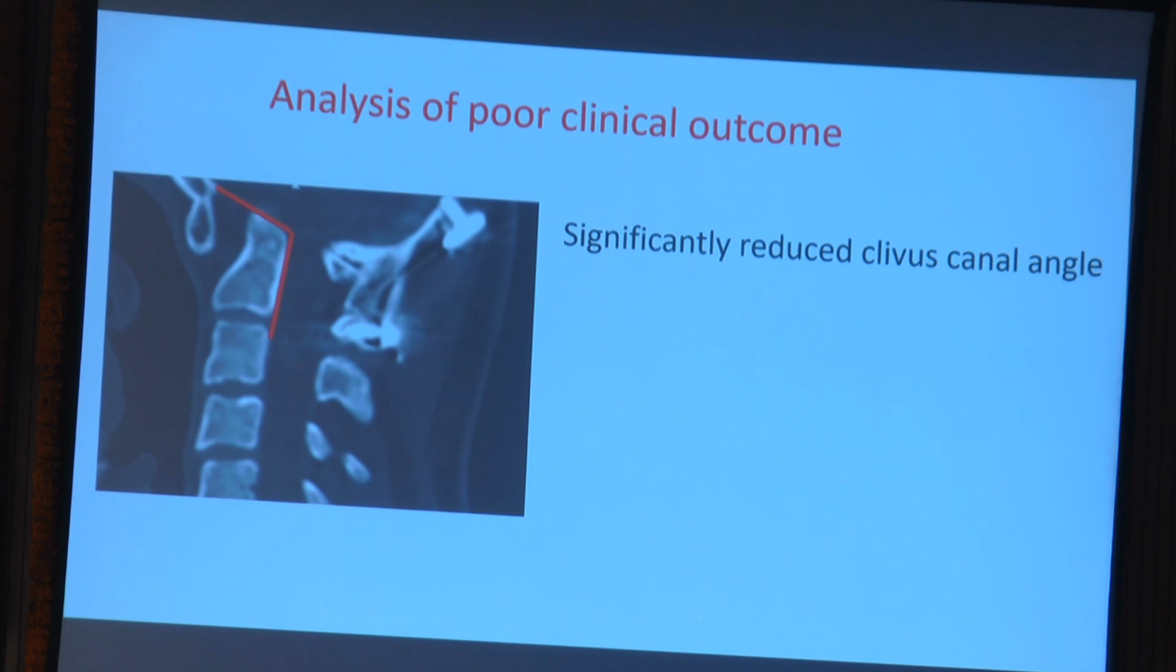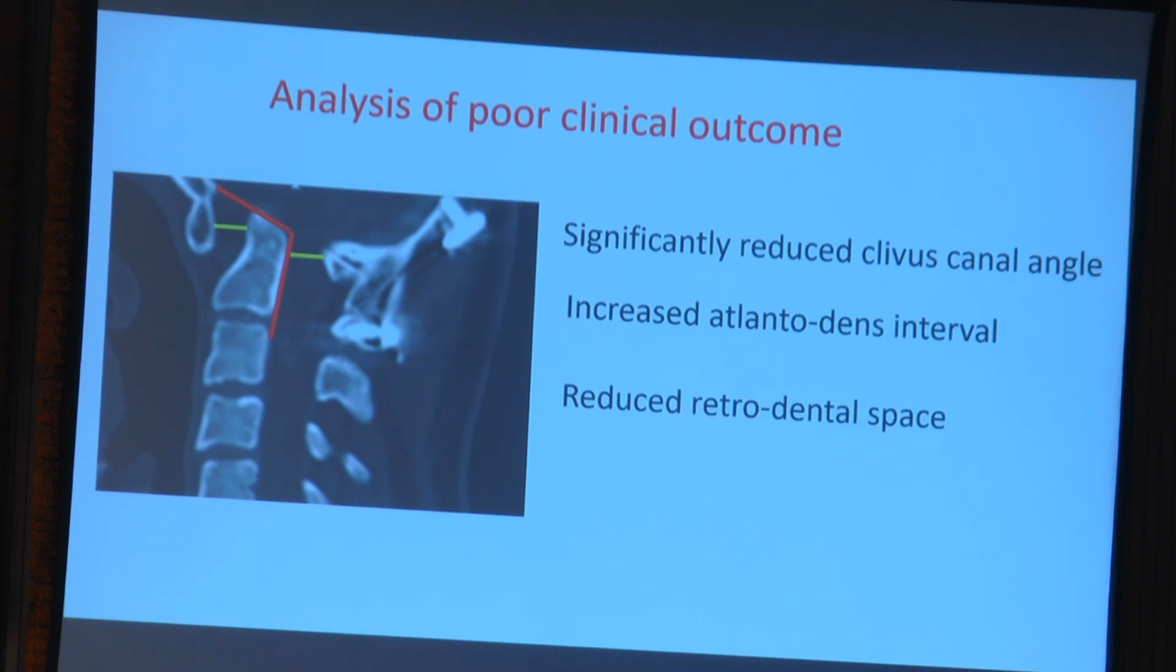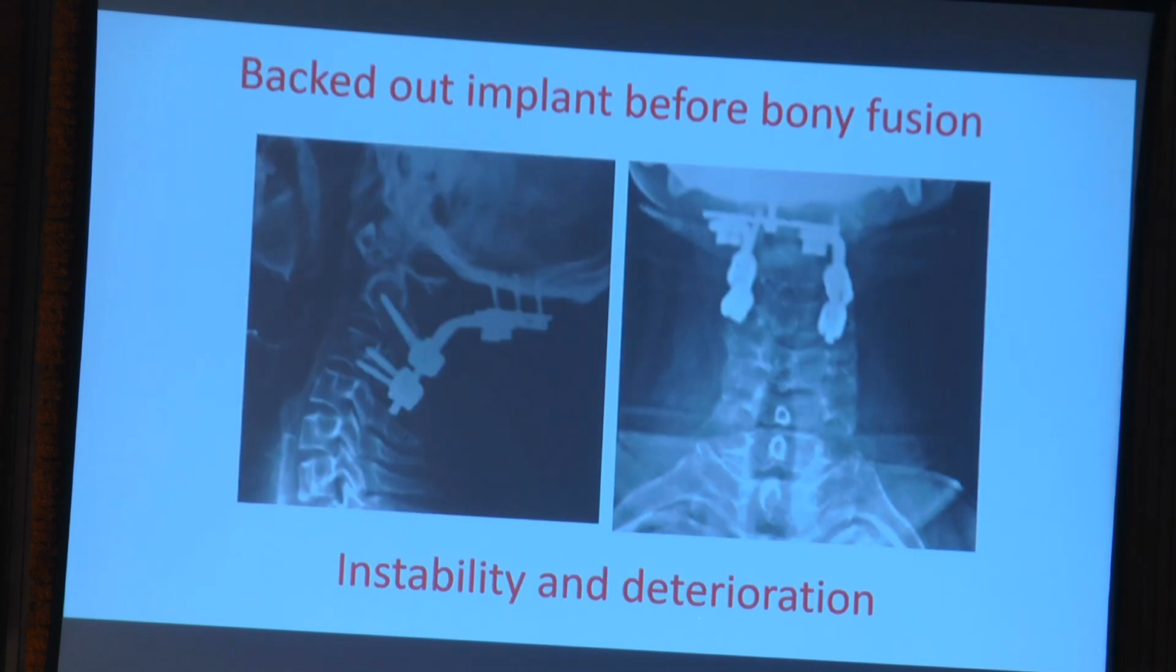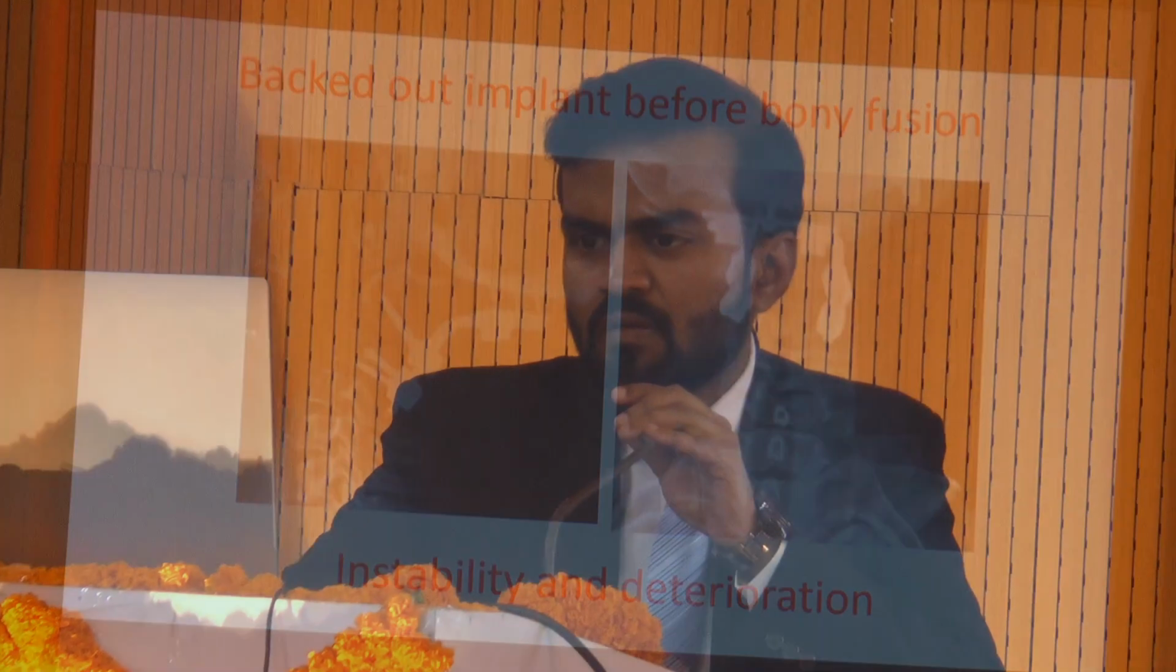There is a significantly reduced clivus canal angle. There is an increased atlanto-dens interval. There is a reduced retrodental space. Radiological features of neural compression are there, and that's why there was a poor neurological recovery, or there may be neurological deterioration. The implant has backed out. This is because of the poor fusion technique. So if you don't pay attention, this is going to happen, and there will be instability.